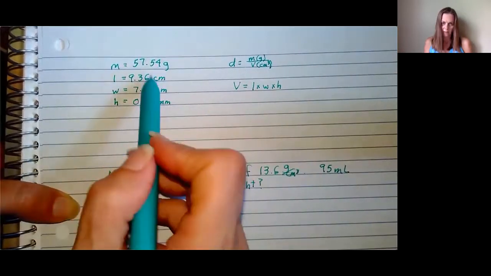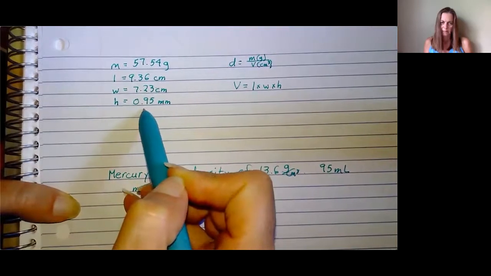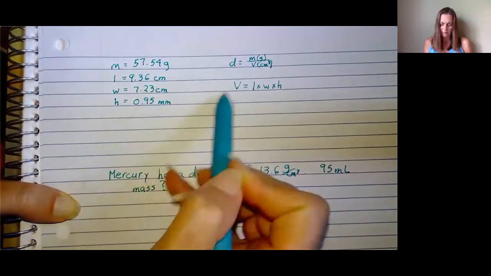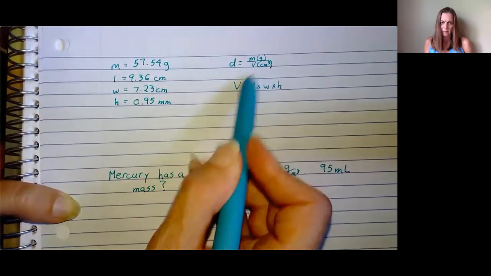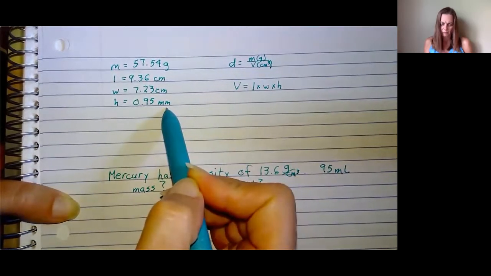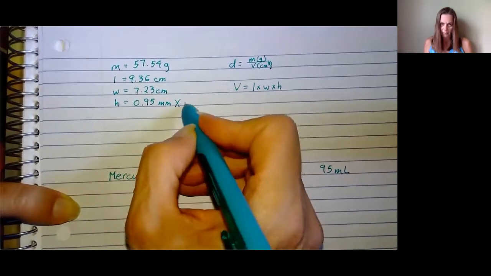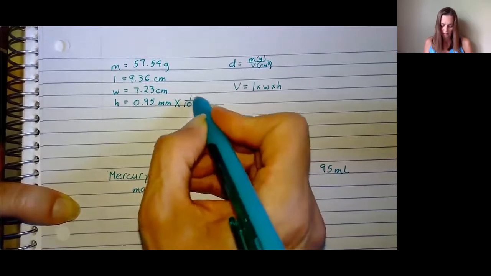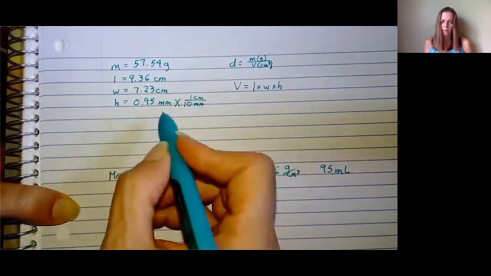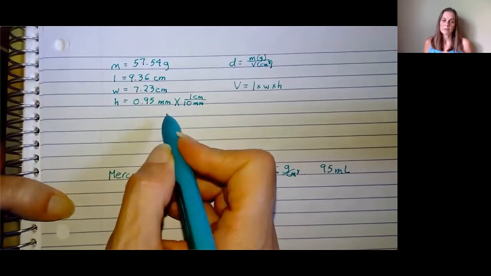And I have written down the length, the width, and the height, but I need to have them all in the same units. And since I know that I want centimeters cubed for my density, I'm going to go ahead and convert this millimeters to centimeters. Now, I happen to know that there are 10 millimeters in 1 centimeter, but if you weren't sure, you can always convert your millimeters to meters and your meters to centimeters.